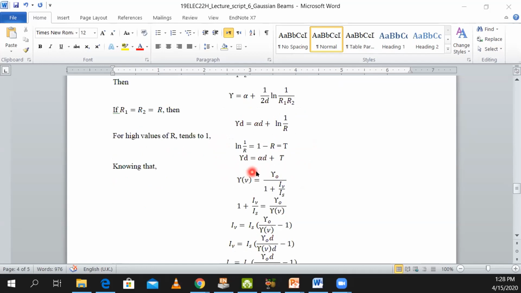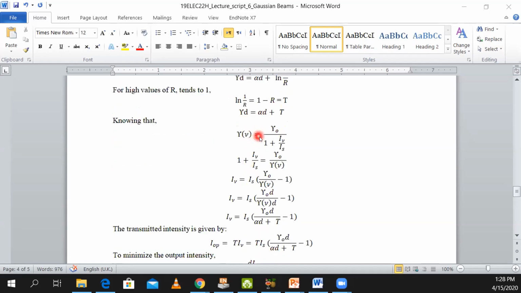Now you know that gamma equals gamma naught over 1 plus I over IS. This is the famous equation we reached in the previous lecture in order to understand that the gain is saturating gain and not propagating till infinity. So you can say that 1 plus I over IS equals gamma naught over gamma, or the intensity I equals IS times gamma naught over gamma minus 1.